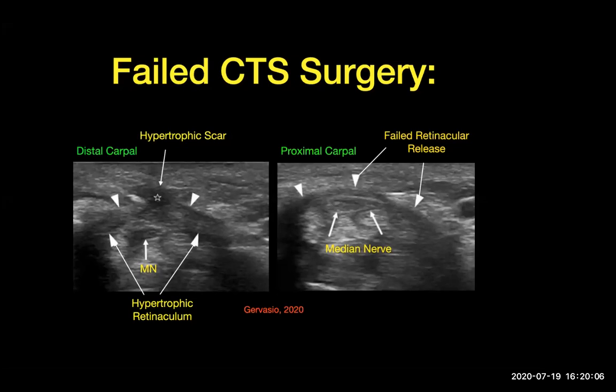And that is why there was a failed surgery. If you move it going to the distal site, you can see a hypertrophic scar, okay? And that is where probably they inserted the knife. And you will also notice that there is a very thick hypertrophic retinaculum. So they have not completely released the retinaculum. And that is the reason why the patient continued to experience all these signs and symptoms of the carpal tunnel.